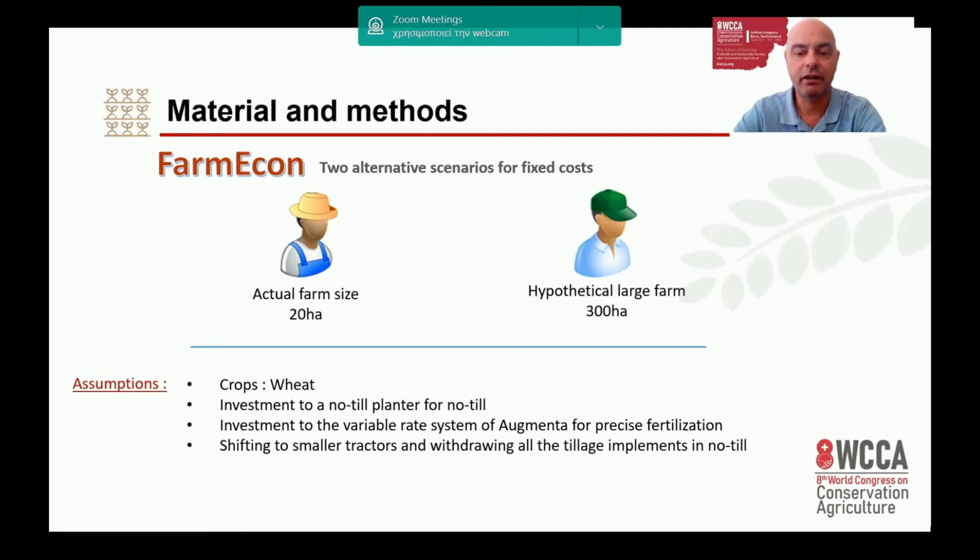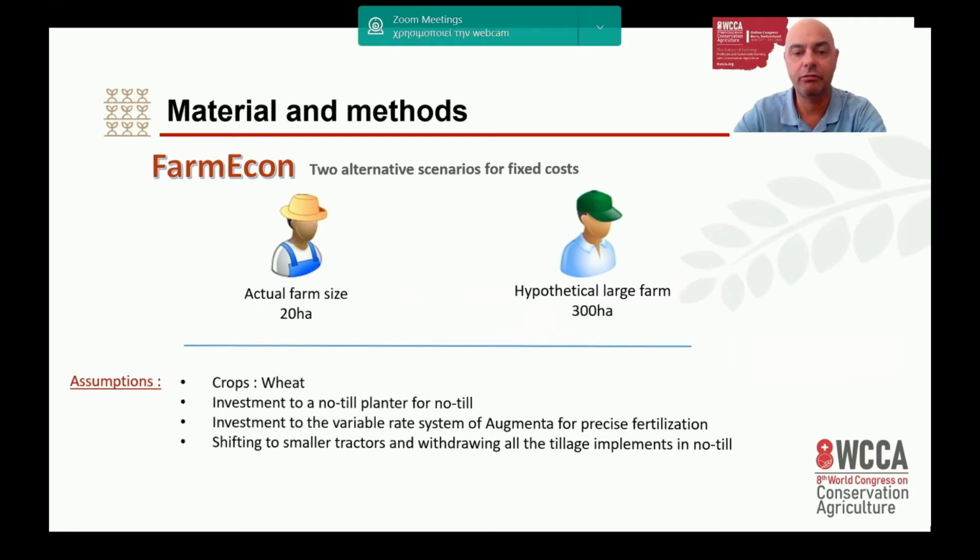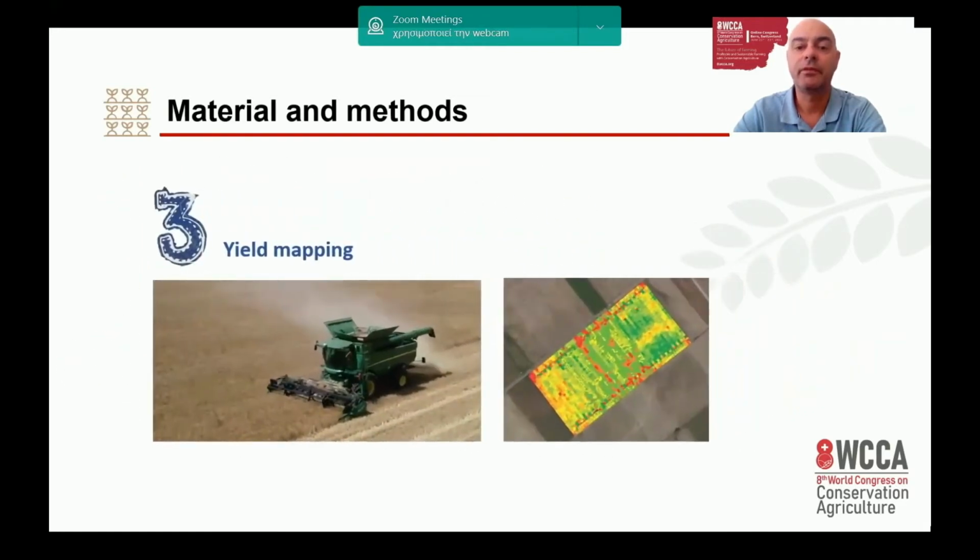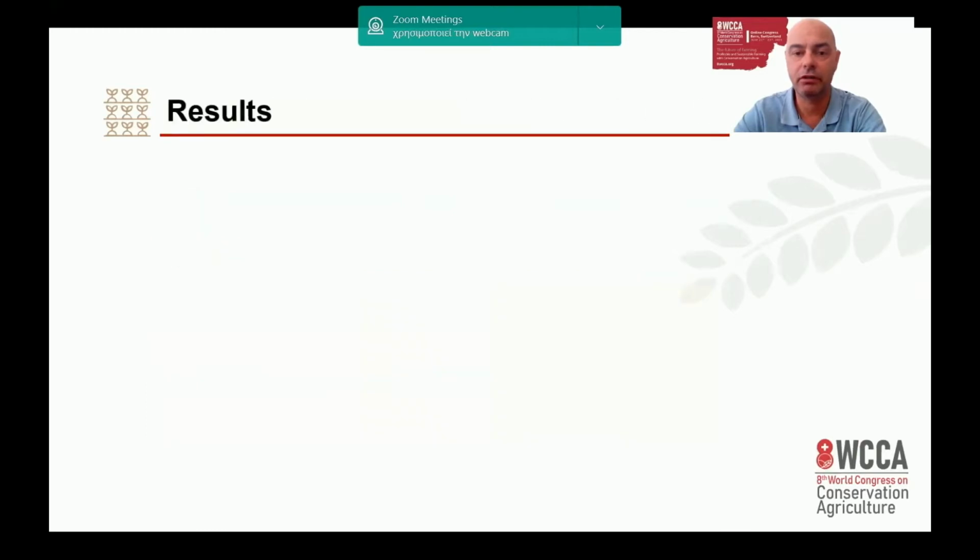Other assumptions were winter wheat as the only crop, investment in appropriate equipment for the sustainable techniques, and shifting to smaller tractors and withdrawing all the tillage implements where no-till is performed. The final yield was measured with a combine harvester with a yield mapping system. The map was cleared from border effects and outliers before estimating average yields for each plot. Now, let's see what we found.